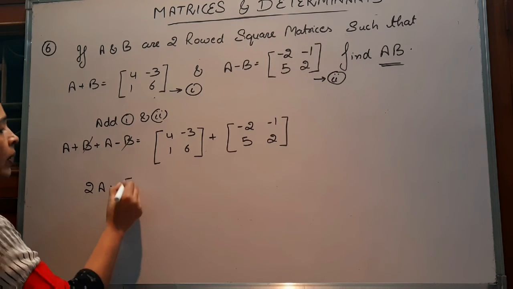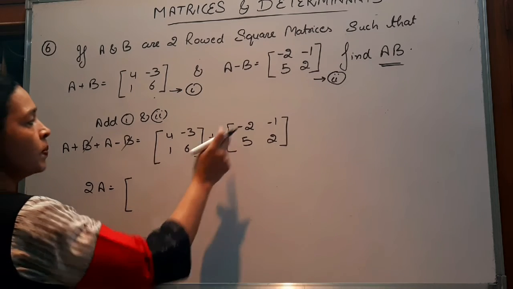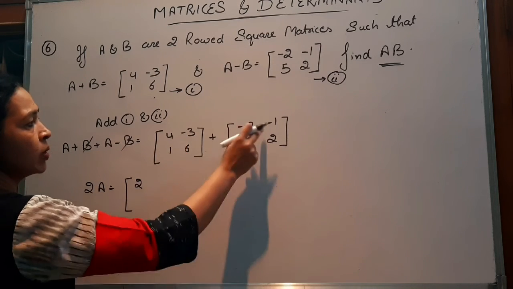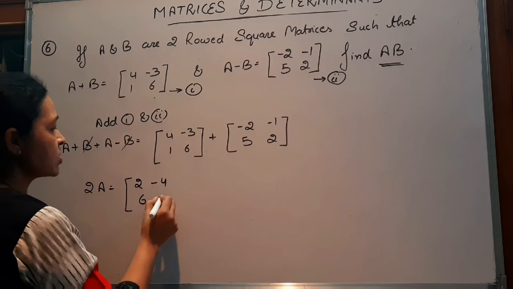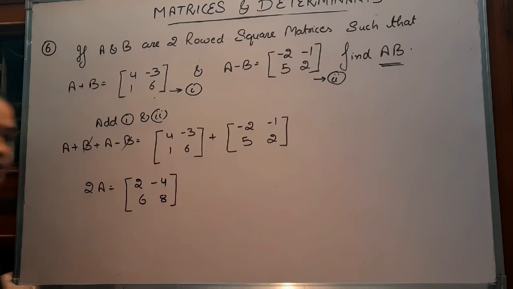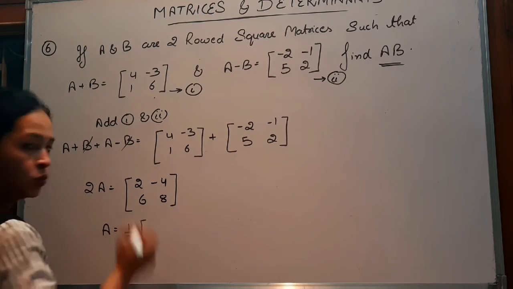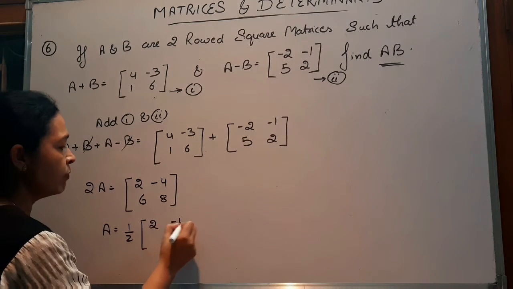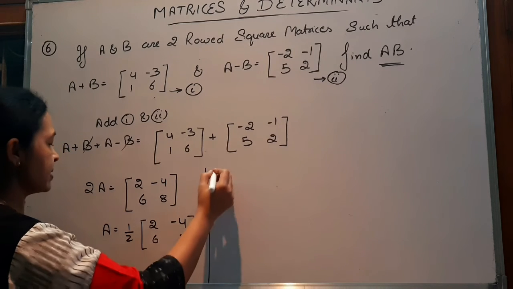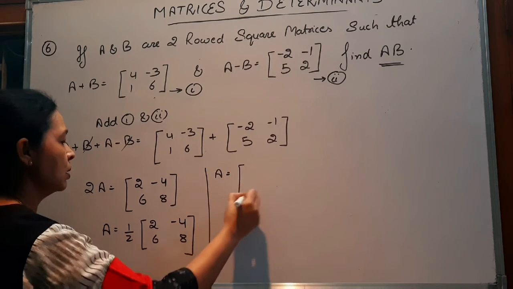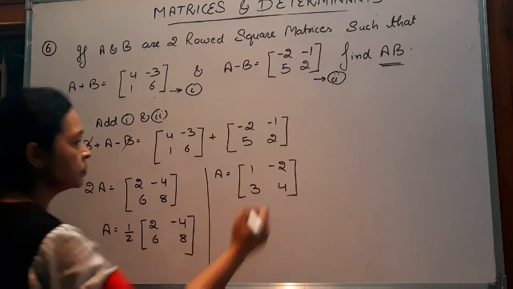2A equals, addition of matrices, corresponding elements will be added. 4 plus minus 2, 2. Minus 3 minus 1, minus 4. 5 plus 1, 6. 6 plus 2, 8. This is 2A. What will be matrix A? 2 on the right hand side, 1 by 2, inside we have 2, minus 4, 6 and 8. So matrix A will be 1, minus 2, 3 and 4.